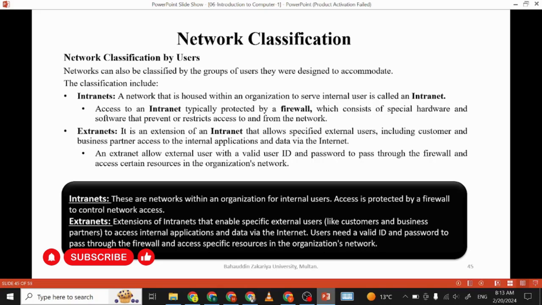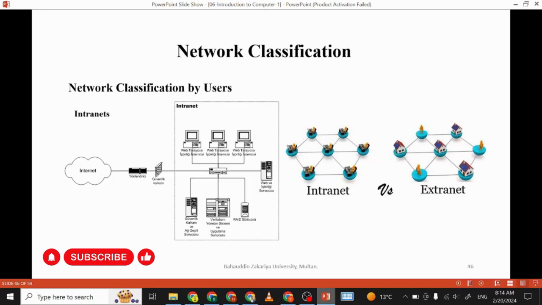Intranet. These are networks within an organization for internal users. Access is protected by a firewall to control network access. Extranets. An extension of an intranet that enables specific external users, like customers and business partners, to access internal applications and data, where the users need a valid ID and password to pass through the firewall and access specific resources in the organization's network.